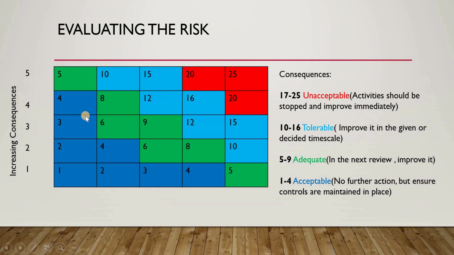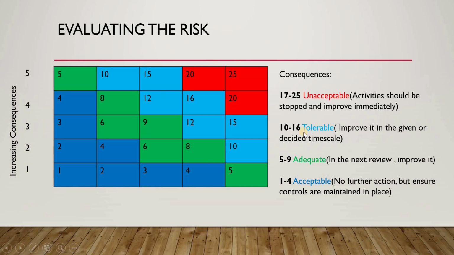Now you can say that on the 1 to 4 it's acceptable. Your risk is basically acceptable, no further action needed, but ensure that controls are maintained in place. On the 5 to 9 location it's adequate, like we have to improve it in the next review. Remember that you have to evaluate and you have to review your risk assessment as well.